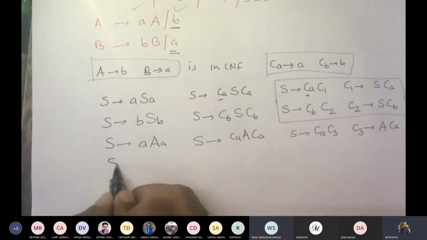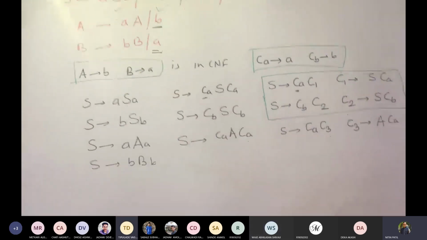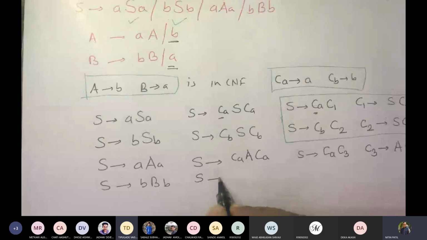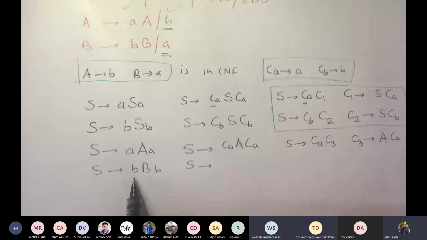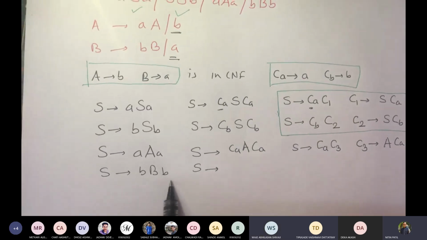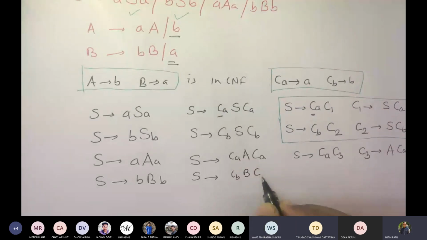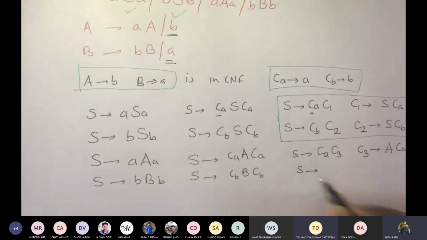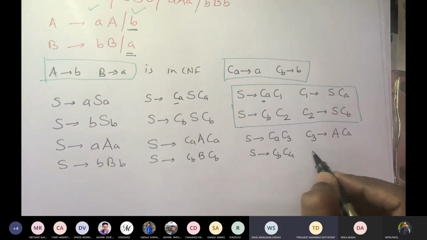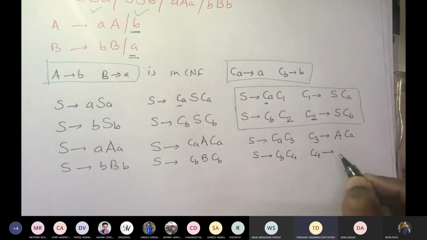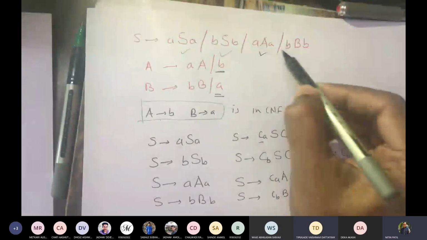Tipugade, next one. B gives CB B CB, no? CB B CB. Very good. S gives now to be rewritten: CB C4. Very good. C4 gives B CB. Very good. So you got this. Now see, we converted this one as well. We converted this one as well.